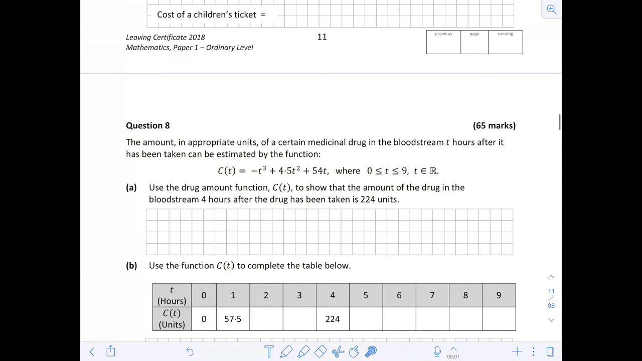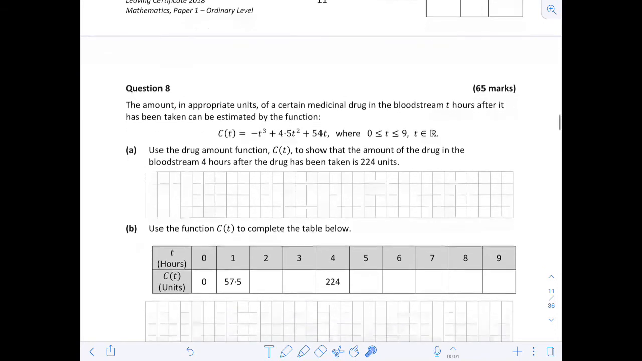The next question we're going to take a look at will be on the Leaving Certificate 2018 papers, and it's paper 1 again. So it's 2018 paper 1, and it's question 8. So we're going to take a look at question 8, paper 1, 2018 now.